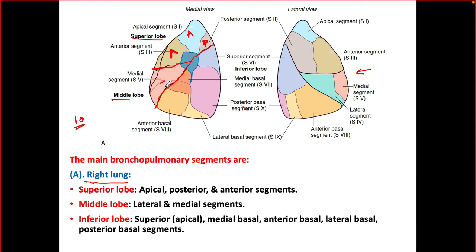This one. You are looking at the mediastinal surface? Yes, so this is the medial side. And when you look here at the middle lobe, this is the middle lobe, right? So this is the extension of the medial and lateral. The middle lobe has medial, toward the mediastinum, and lateral. Now, what about the inferior lobe?